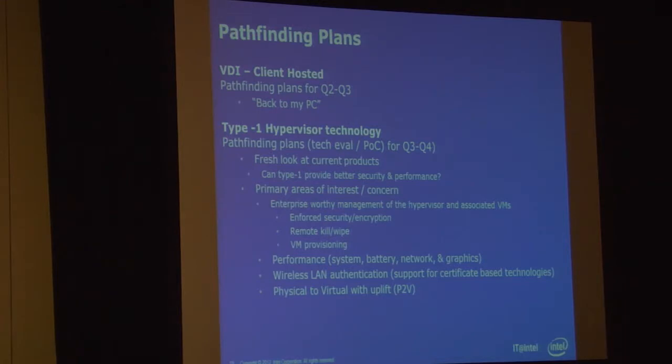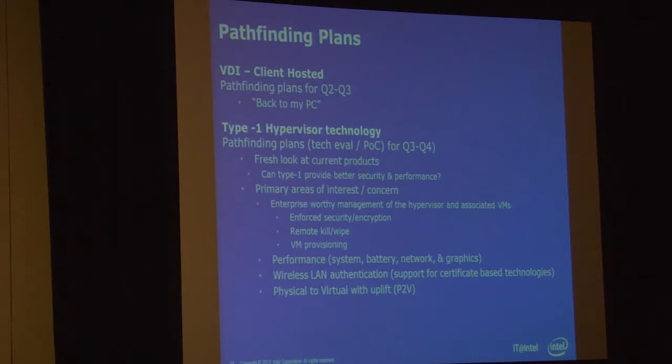So we look at all that, and then of course a big one is wireless LAN authentication. We have to have support for certificate-based wireless. If it can't get a certificate on it, then it's not going to get on our wireless system. It's as simple as that. And so we need to look at the capabilities that are out there to do that sort of thing.